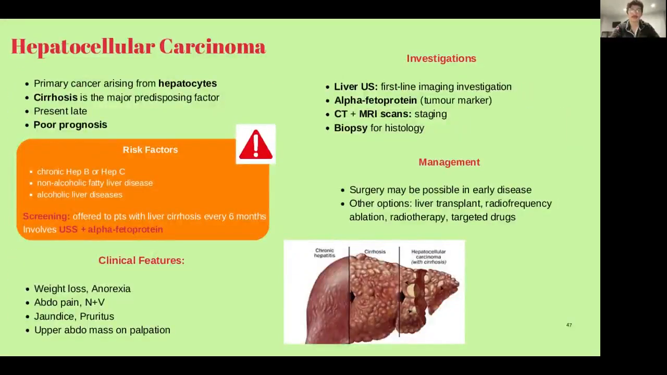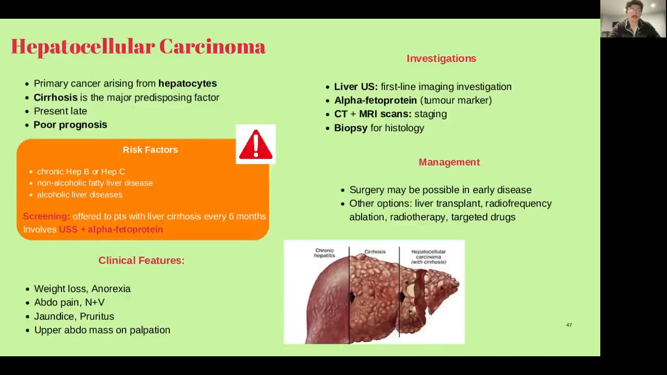So first of all, we'll talk about hepatocellular carcinoma. Comes from the hepatocytes. Cirrhosis is the major risk factor. So chronic hepatitis, NAFLD, or alcohol will put you at risk of hepatocellular carcinoma. Presents late generally, it's got a poor prognosis. Basically, all the HPB cancers are pretty rubbish. And you offer screening to patients with liver cirrhosis as well.